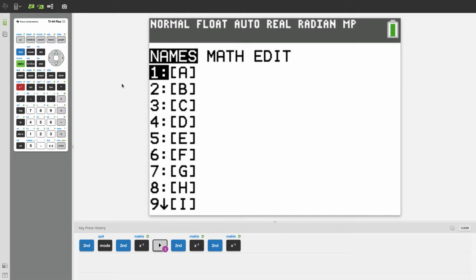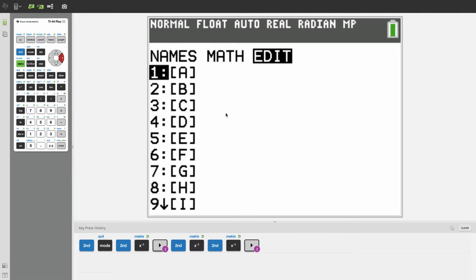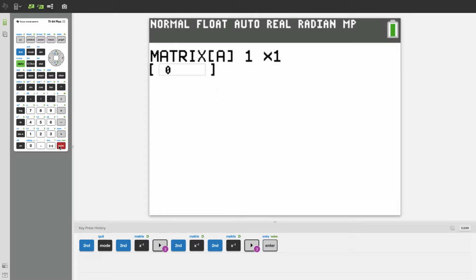Okay, so we're in matrix. We need to go to edit. How do I get it from names to edit? You go over to edit. I hit enter. So we're going to put it in matrix 1. If you have something in matrix 1, do not worry about it. It doesn't matter. Hit enter.